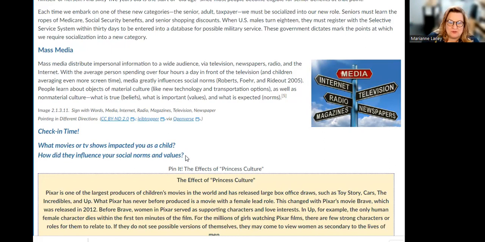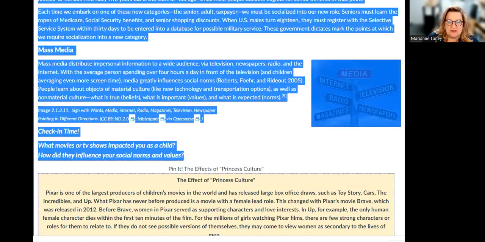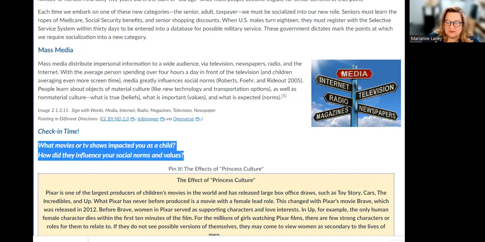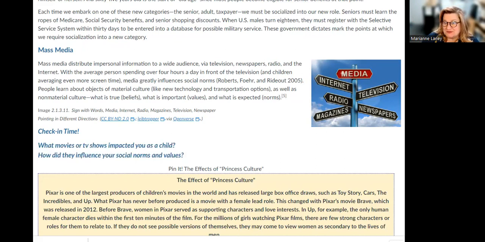Okay, so think about that. What movies or TV shows impacted you as a child, and how did they influence your norms and values? So I watched Happy Days when I was a kid, and there was a kind of, I don't want to say tomboy girl in there.